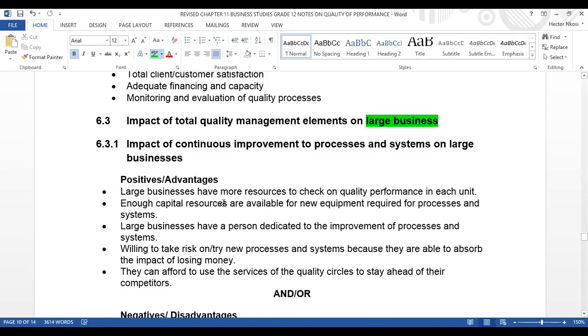Also, there are enough capital resources available for new equipment required for processes and systems. Very important, this one, we do have enough.